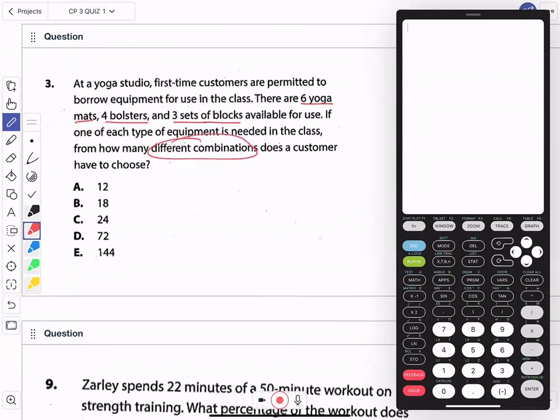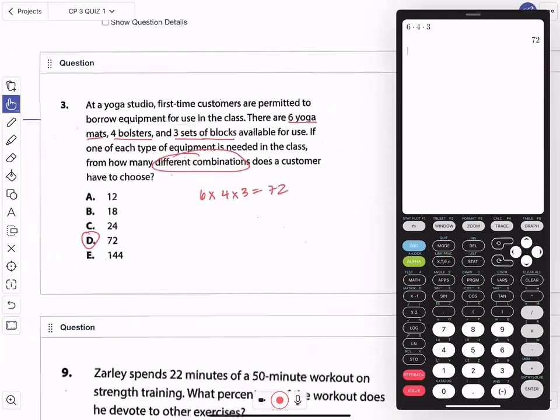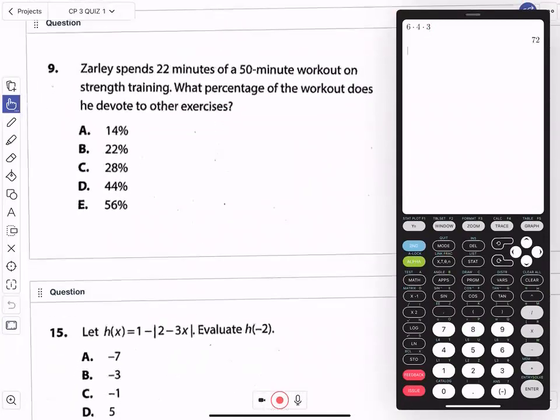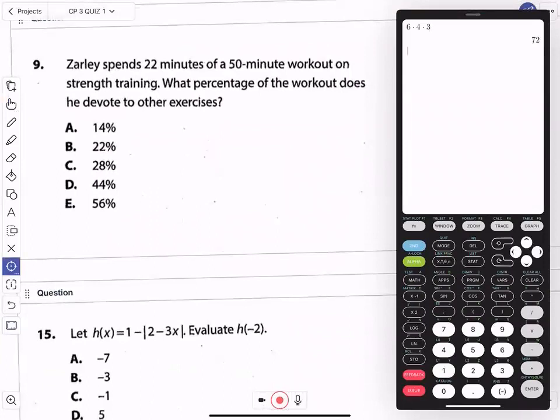So when we're talking about combinations, you can figure that out by multiplying the number of items in each set. So 6 times 4 times 3. So 6 times 4 times 3 gives me 72 combinations. And that's pretty much it. It's a pretty easy problem there. So anytime we're talking about combinations, just multiply the number of items.